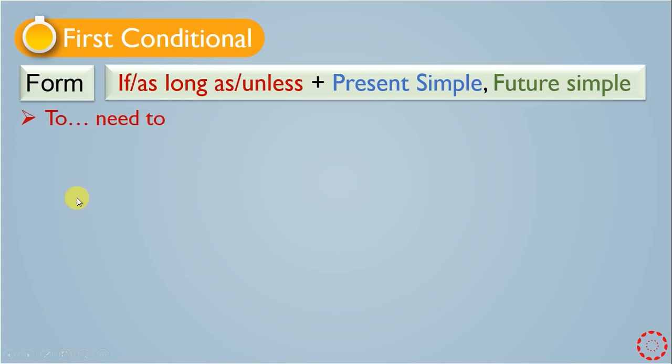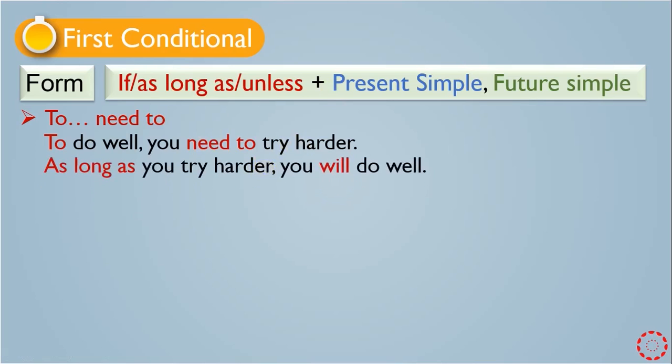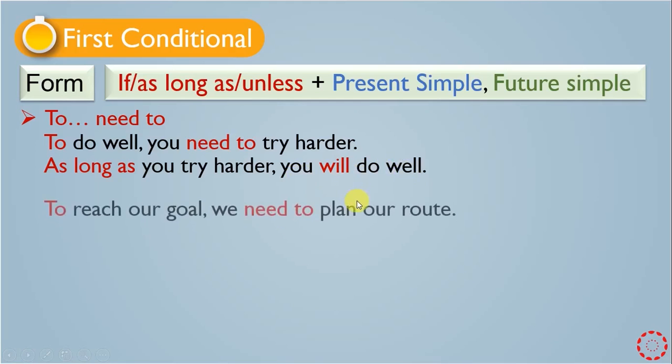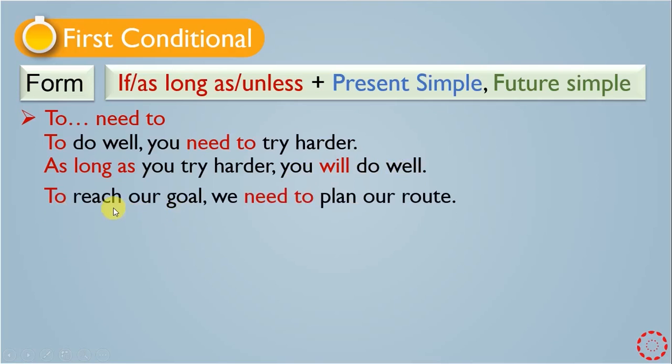We have another case here, to and need to. Look at this example. How can we change to, or need to, to if or as long as? Look at this example. To do well, you need to try harder. How can we change this sentence for as long as? We say as long as, this is the present simple tense, you try harder. We have to write the future simple. We say you will do well.